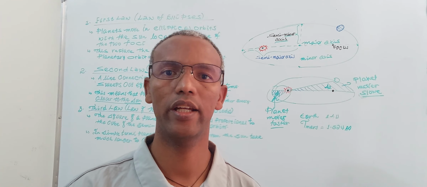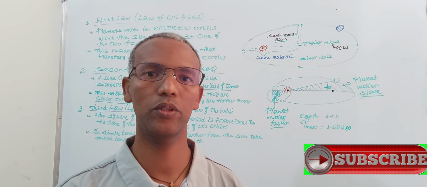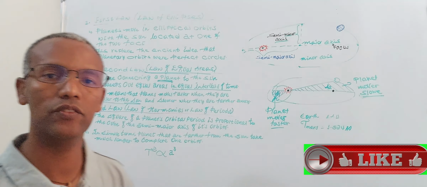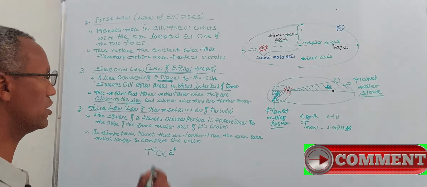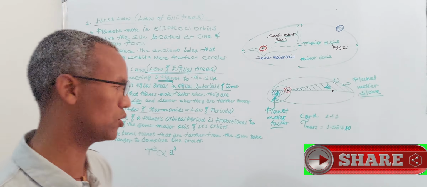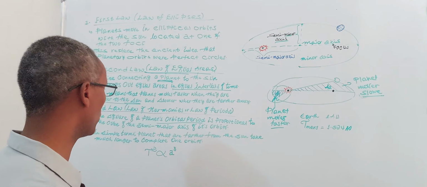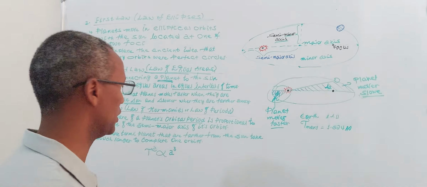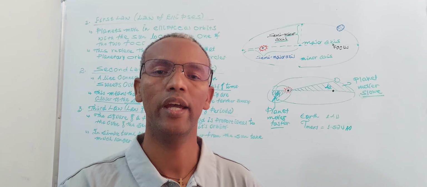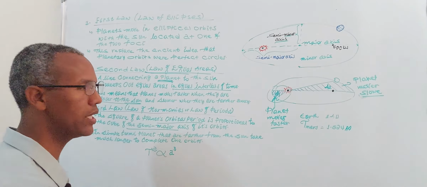And then Kepler published another book called Harmonious World, which contains the third law. After 10 years, he published this book. This law states that the square of the planet's orbital period is directly proportional to the semi-major axis.